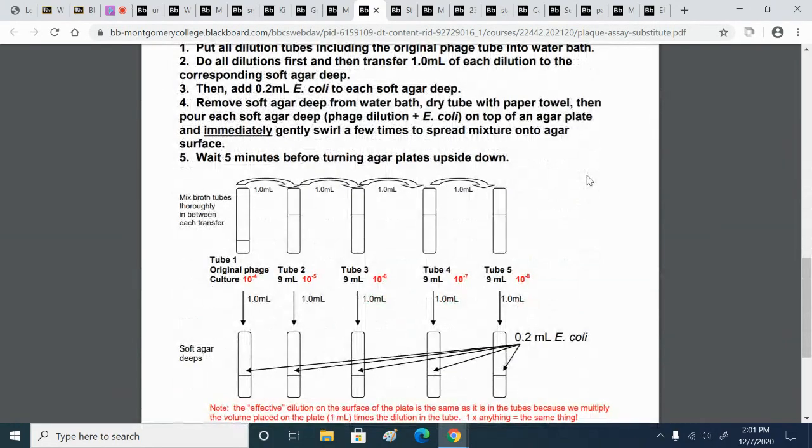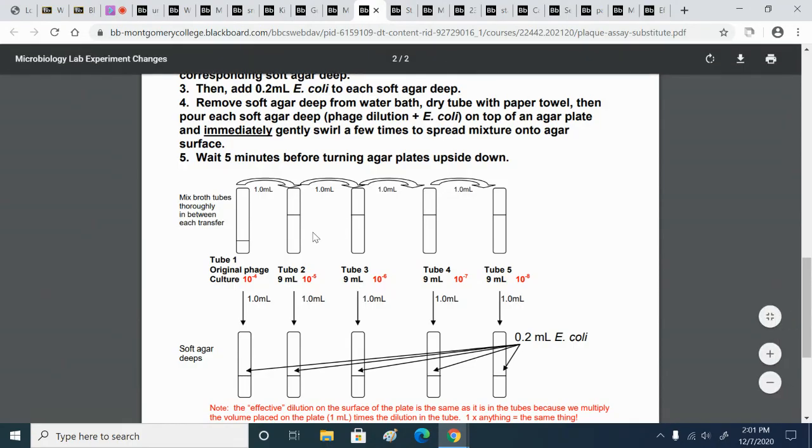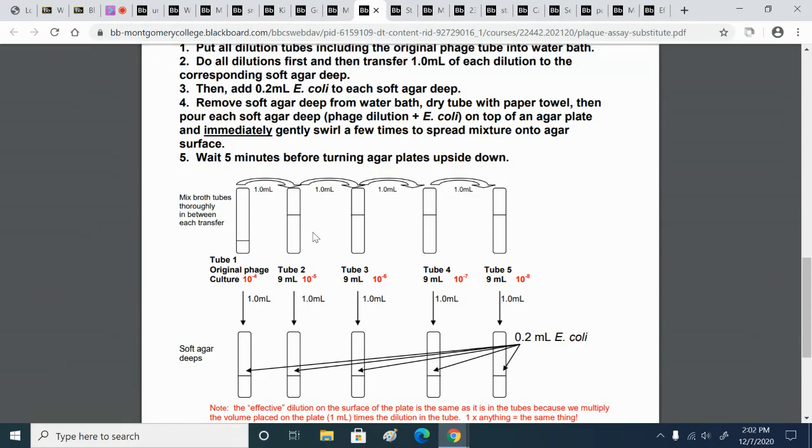Now the serial dilution, remember, it's the part divided by the whole. It's the volume that you put into the tube divided by the total volume in that tube, and that gives you your dilution. But in this experiment, we started out with a phage that was already diluted 10 to the negative 4. And we were going to continue to dilute it even more. So each broth tube, each dilution tube, contained 9 milliliters of broth, and we added 1 milliliter of our phage dilution into that broth. So that's a 1 to 10 dilution, 0.1 or 10 to the negative 1.